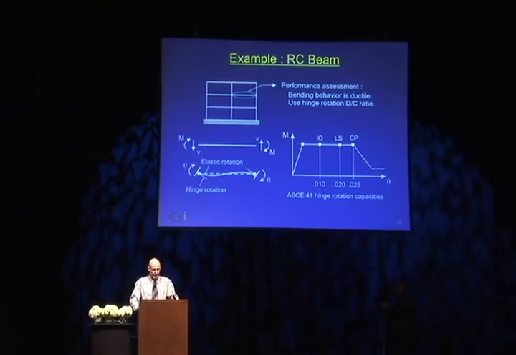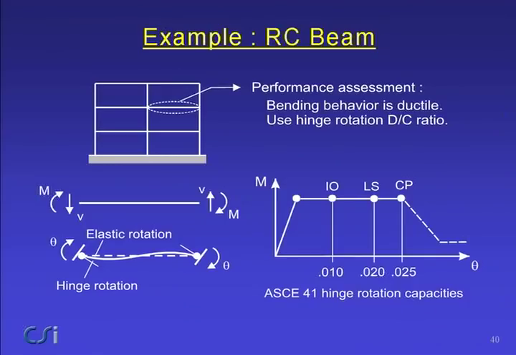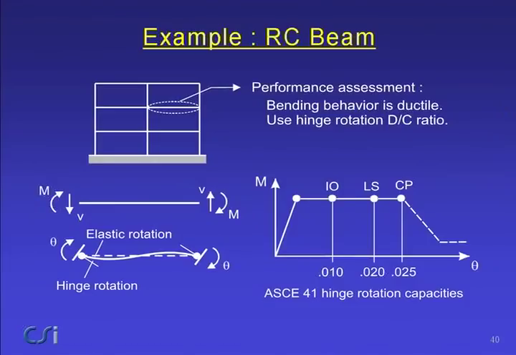If we look at an example here, this is a reinforced concrete beam. For a beam here, the performance assessment, you might say that bending behavior is ductile, so let's use the hinge rotation. Hinge rotation is a demand capacity measure, and calculate the hinge rotation demand capacity ratio. The sort of model you might have is shown here in this diagram. This is where the hinge forms. A certain amount of the rotation is elastic, a certain amount of the rotation is plastic hinge rotation.